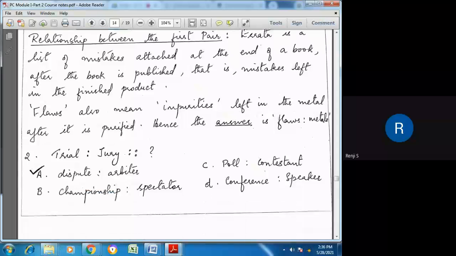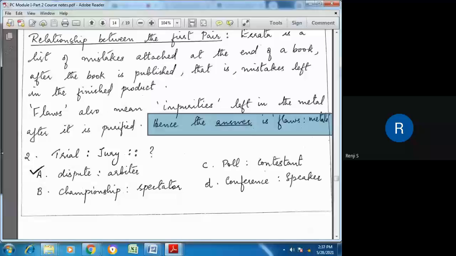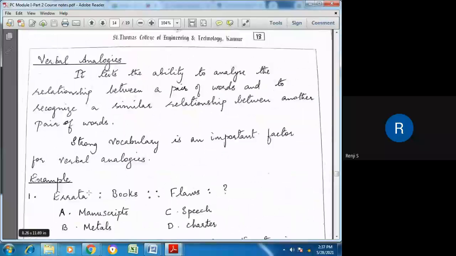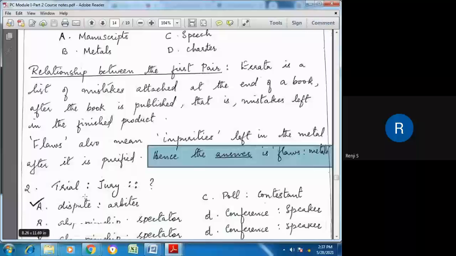Is it clear? So flaws also mean impurity. So hence the answer is flaws is to metals. Is it clear? So one more example. Likewise, there are hundreds of examples. I'm just giving you one or two examples just to know what verbal analogies are.